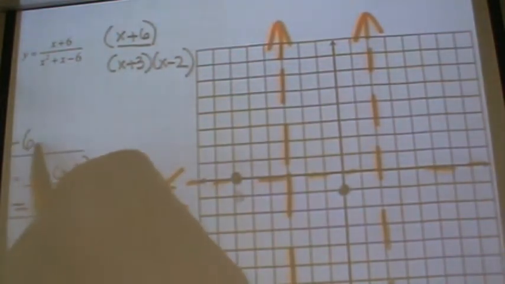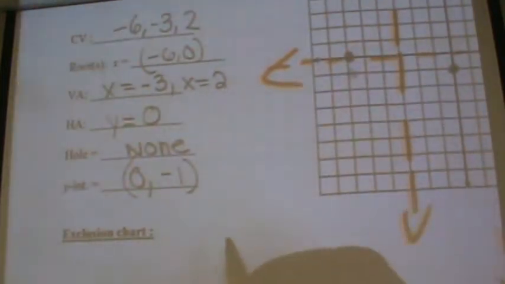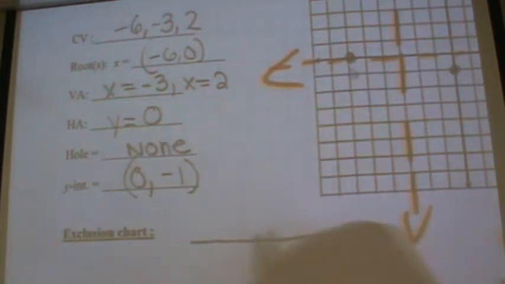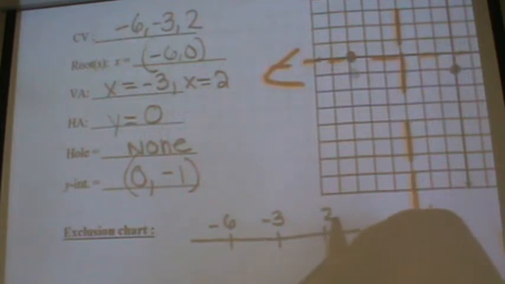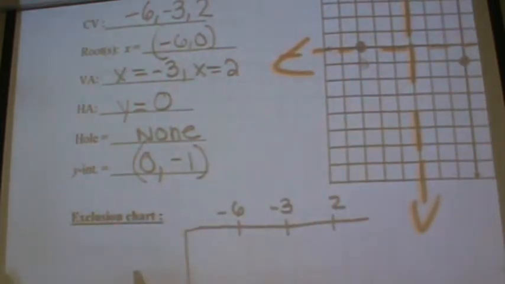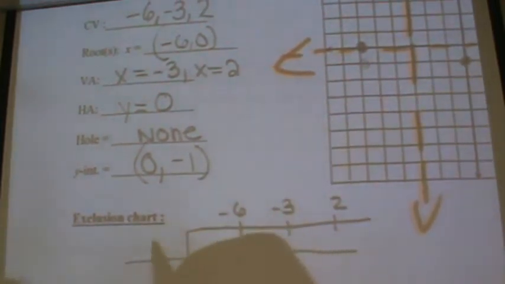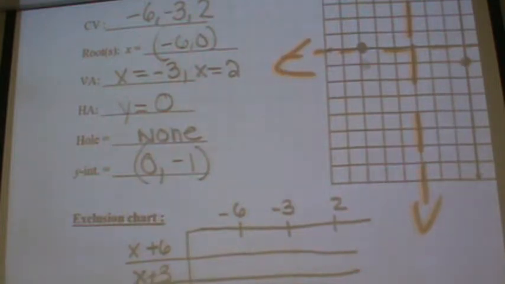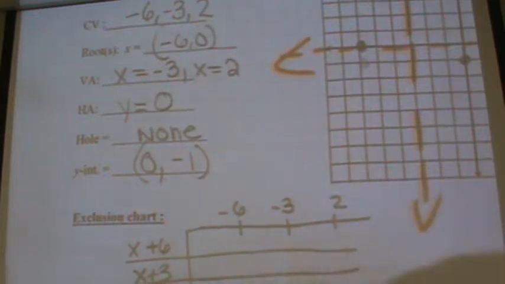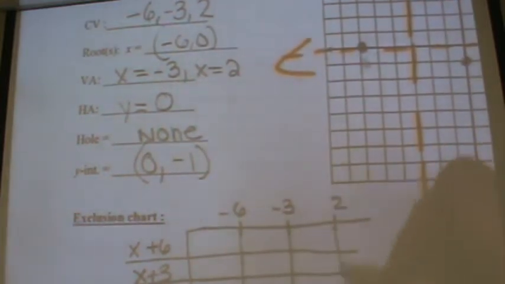Now, what are your three critical values? There's 3 critical values: -6, -3, and 2. Now let's do our exclusion chart. Let's organize them. The smallest is -6, then -3, and then 2, and do your table like that. So x plus 6, x plus 3, x minus 2, and f of x. So let's put these pluses and minuses in.